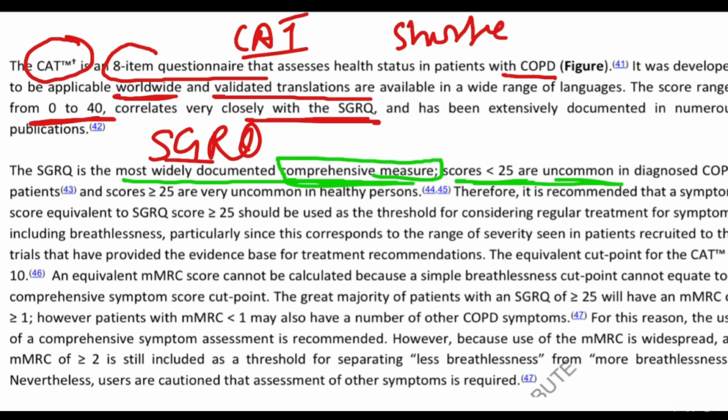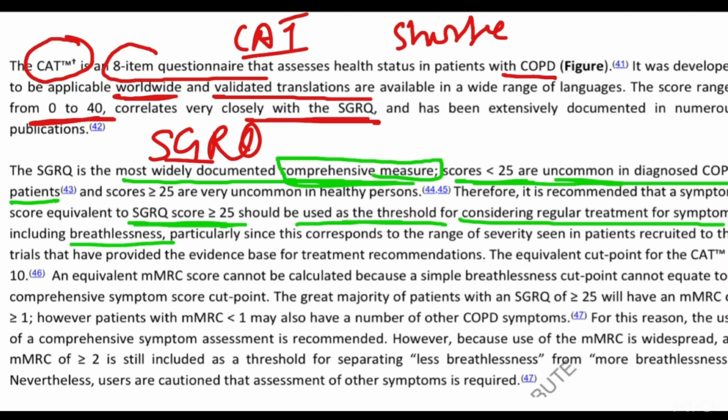They are telling that scores less than 25 are uncommon in diagnosed COPD patients. So patients who are diagnosed with COPD usually have an SGRQ score of more than 25. Scores more than 25 are very uncommon in healthy persons, so they are common in COPD patients. Therefore, it is recommended that a symptoms score equivalent to an SGRQ score of more than 25 should be used as the threshold for considering regular treatment for symptoms including breathlessness, particularly since this corresponds to the range of severity seen in patients recruited to the trial.